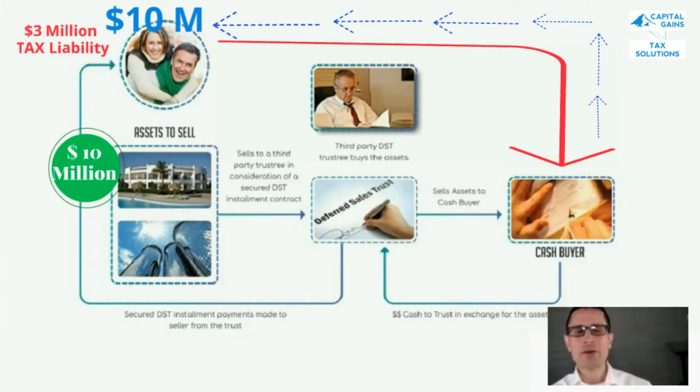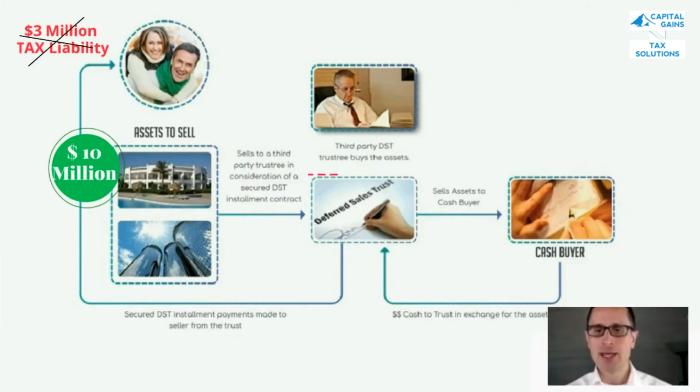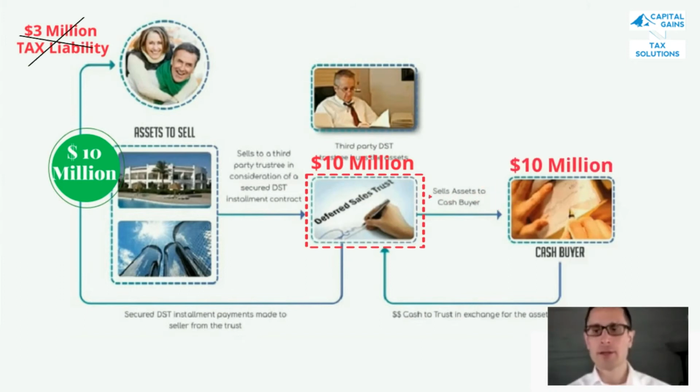So instead we say, whoa, before you do that, let's jump in this trust at the same escrow, simultaneous close. Let's sell the assets to the trust for $10 million, which is going to immediately sell it to the buyer that's already lined up for $10 million, who's going to put the $10 million into the trust.